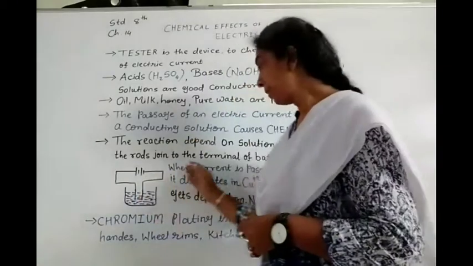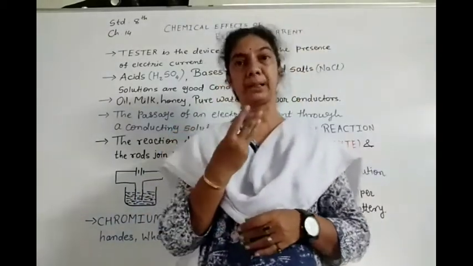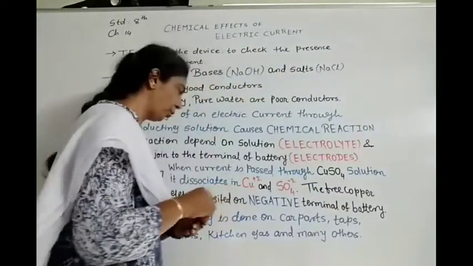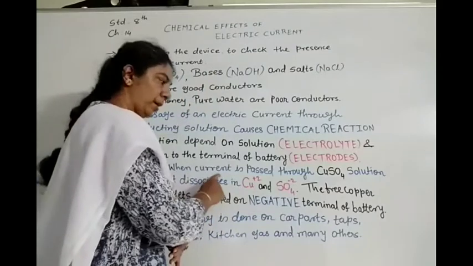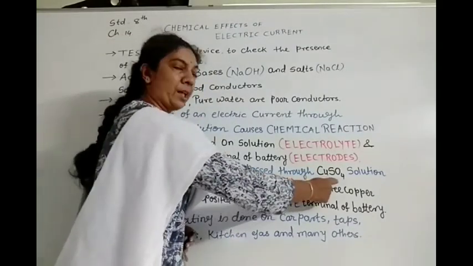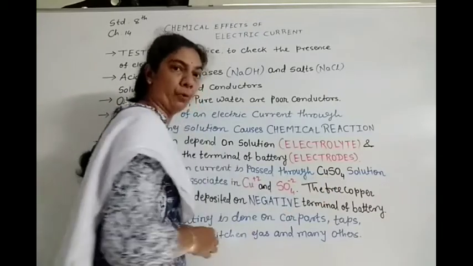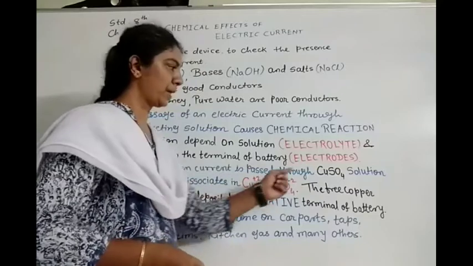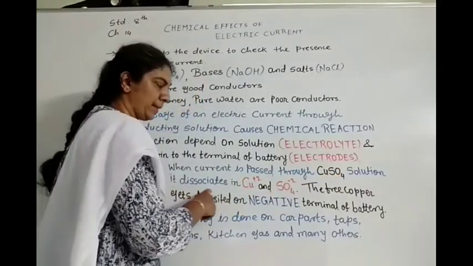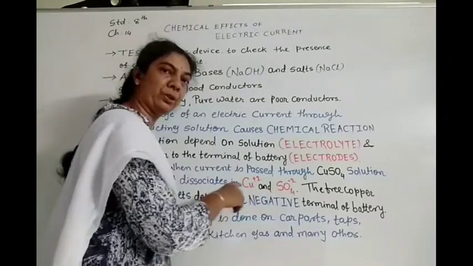In that, which reaction is occurring? It is asked in a 3 marks question, a brief question answer. So we are supposed to explain what happens when current is passed through copper sulfate. The formula of copper sulfate is CuSO4. When the current is passed through copper sulfate solution, it dissociates into copper and sulfate. The charges I had also mentioned.